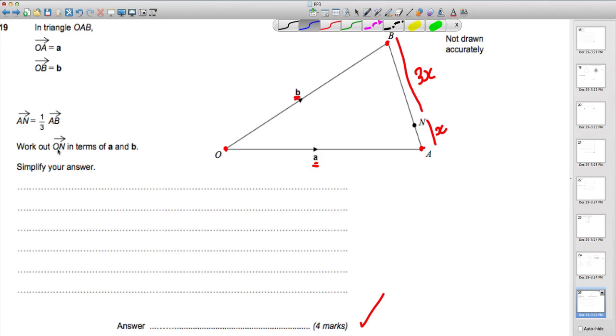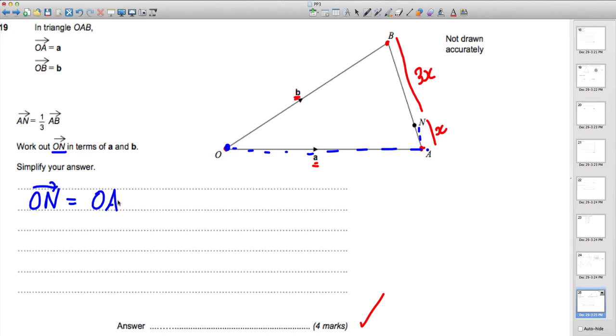So we want to get from O to N. Okay? Right. How would we get from O to N? The first thing we would do, to get from O to N, that must be O to A and then plus A to N, i.e. this plus this there.